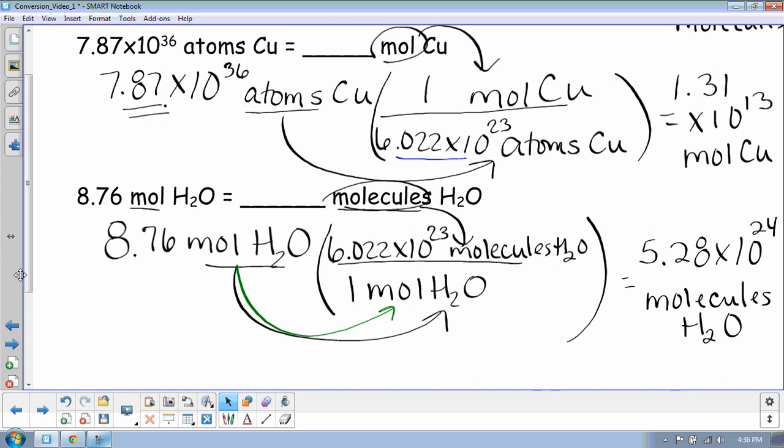So I hope this helps do a little bit of conversion practice from moles and atoms back and forth using Avogadro's number.